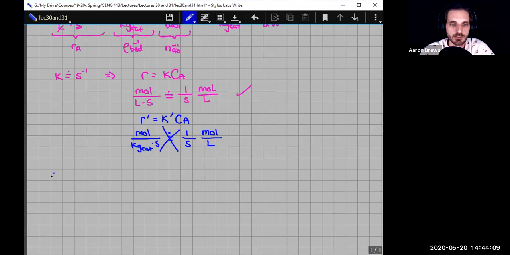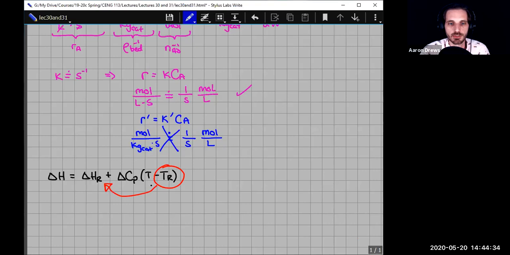Our delta H, let's switch back to black. The full version of delta H is the enthalpy under some reference condition. So maybe that's given to you, maybe it's not, plus a delta Cp times T minus whatever that reference temperature was. The reference temperature here is saying, at what temperature did somebody give me that delta HR? If it's given in terms of enthalpies of formation, which is the most common one, that reference temperature is probably 298 K or 25 degrees C.